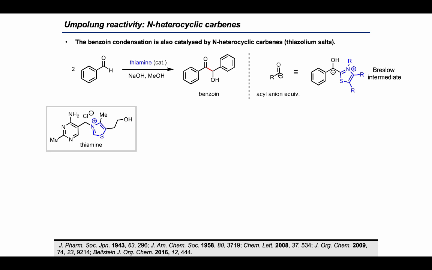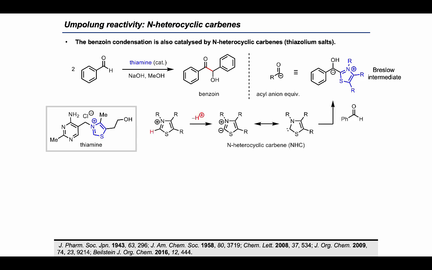The use of NHC catalysts stems from the discovery by Ugai in 1943 that the benzoin condensation can be catalyzed by thiamine instead of cyanide. Thiamine exists in nature as the enzyme cofactor thiamine diphosphate, where it's responsible for the generation of acyl anion equivalents in a number of biochemical processes. This species, along with several other simpler thiazolium salts, were demonstrated to be effective catalysts in the benzoin condensation. The acyl anion equivalent in this case is an enaminol, known as a Breslow intermediate, named after Ronald Breslow, who first elucidated the mechanism of the thiazolium-catalyzed benzoin condensation in the 1950s.